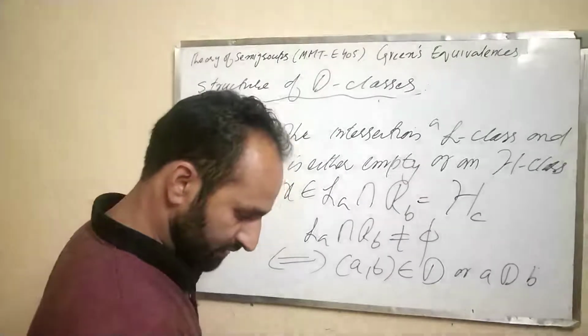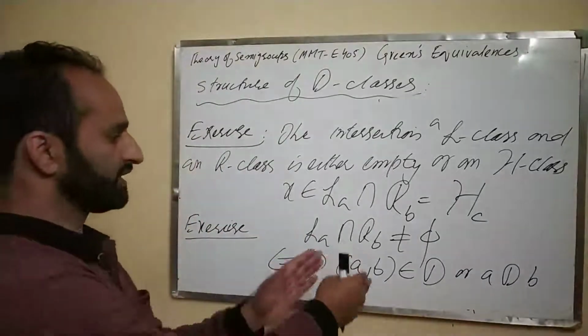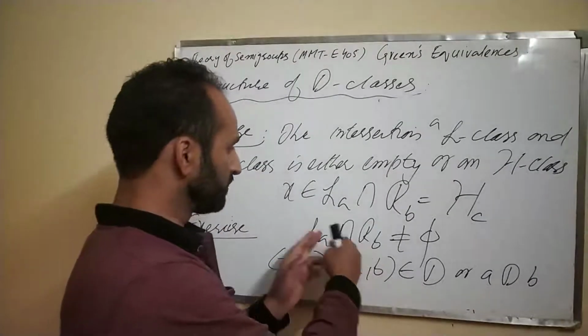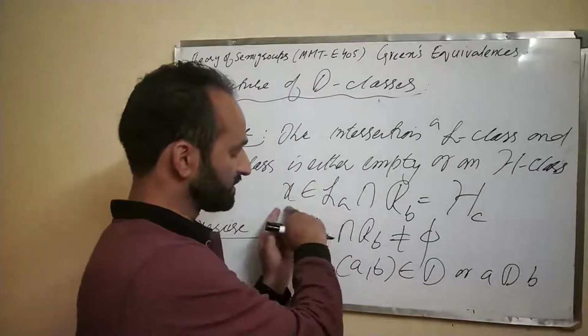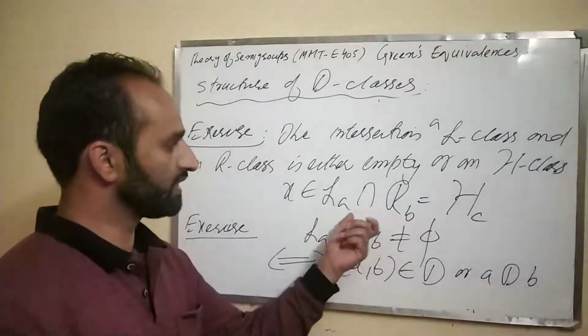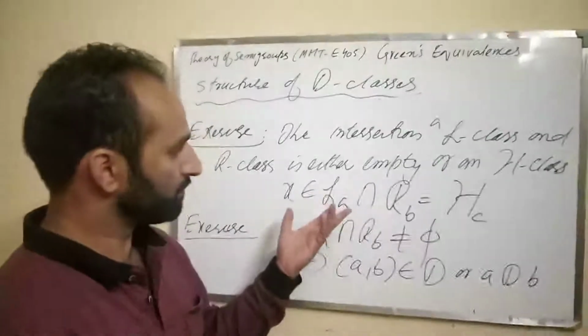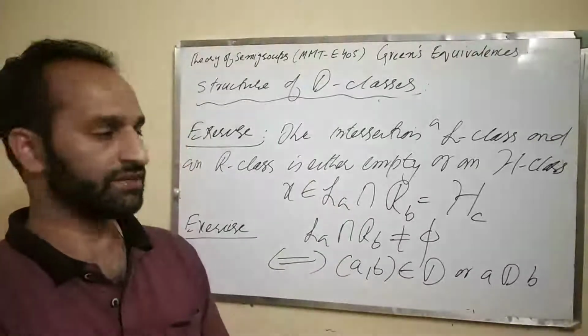Okay. The intersection is non-empty if and only if they are D-related. So it's again simple, because if they are non-empty, so X is there, X is in LA, X is in LB. That means X is related to A, X is related to B, which means A and B belong to L composition R, but L composition R is D. So that means A and B are D-related.